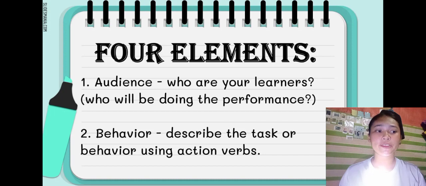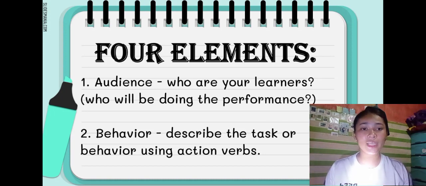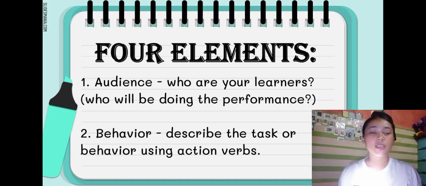Next is the behavior. Behavior describes the task or behavior using action verbs, or what the learners are going to do. It is to state observable and measurable behavior that shows mastery of the objective. In behavior, there are three domains: the cognitive domain or the knowledge, the psychomotor domain or the skills, and the affective or the attitude.